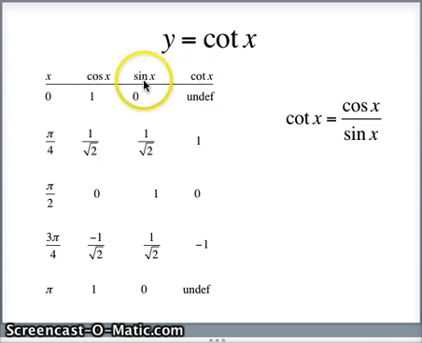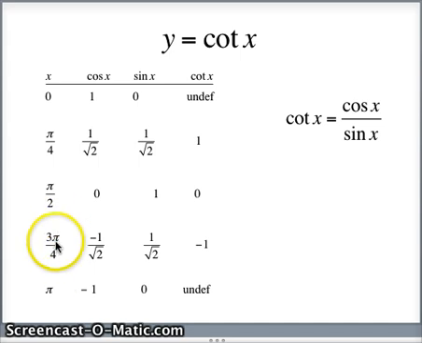Again, asymptote at 0, cosine is 1, sine is 0, 1 divided by 0, undefined. Asymptote at pi, cosine is actually negative 1 there. Negative 1 divided by 0, also undefined. That'll be an asymptote. At pi over 2, cosine is 0 and sine is 1. 0 divided by 1 is 0. At pi over 4, cosine and sine are the same, both 1 over root 2. Cosine divided by sine is positive 1.